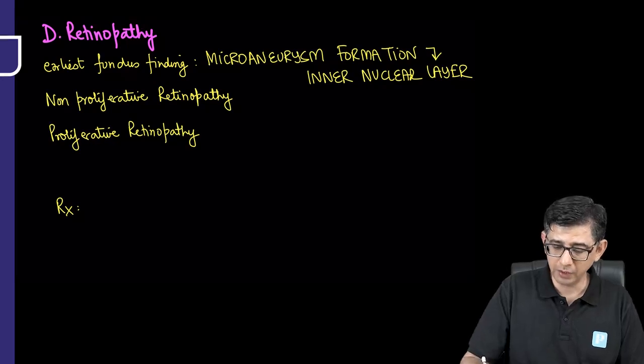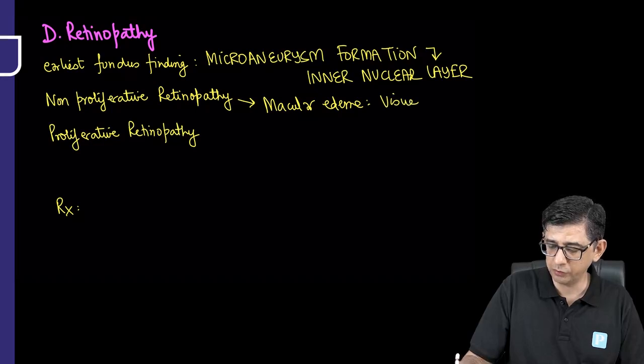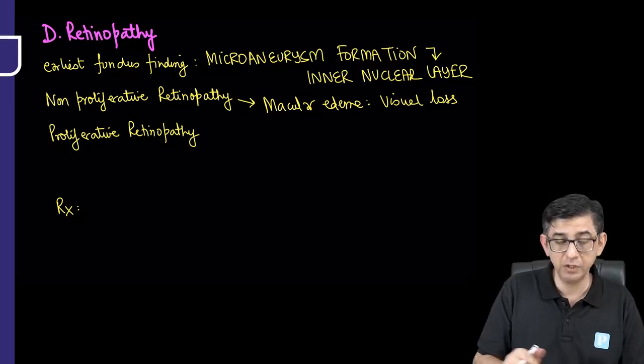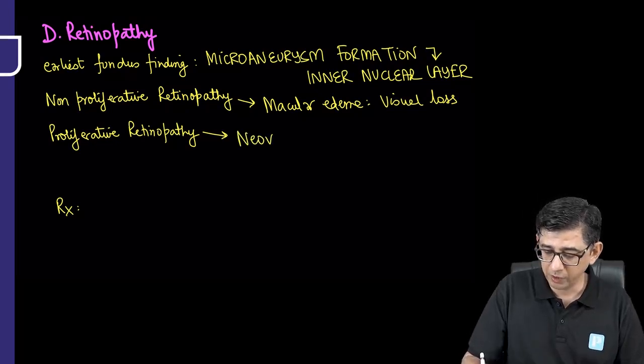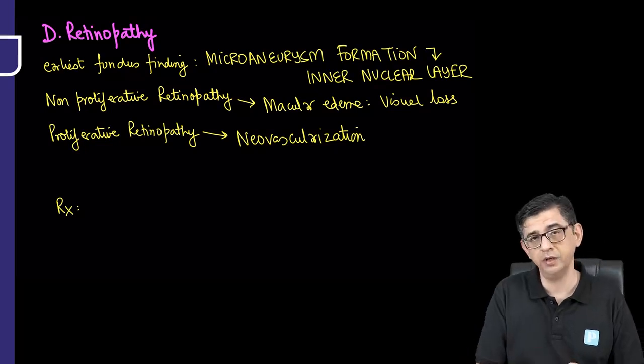Then a diabetic patient can develop a non-proliferative retinopathy in the form of macular edema. This macular edema is one of the main reasons for development of visual loss. Mark my words, I did not say blindness. Blindness is what I will say next with respect to proliferative retinopathy. Because in proliferative retinopathy, there is neovascularization, and these new blood vessels will put a load on the retina, and therefore retinal detachment can occur.